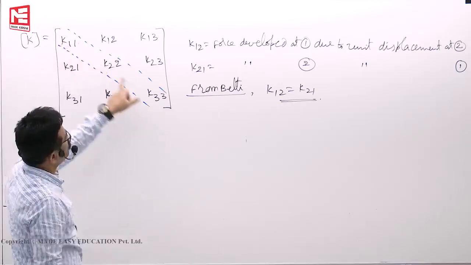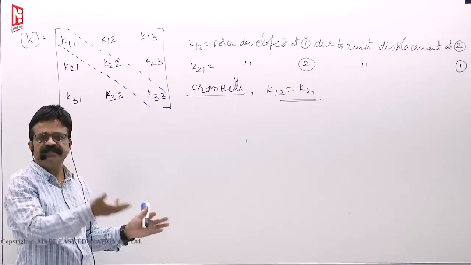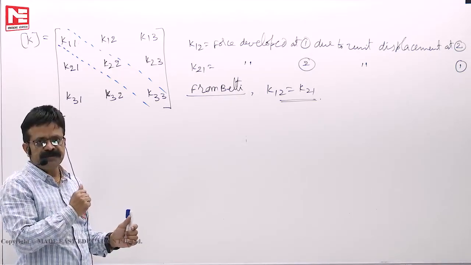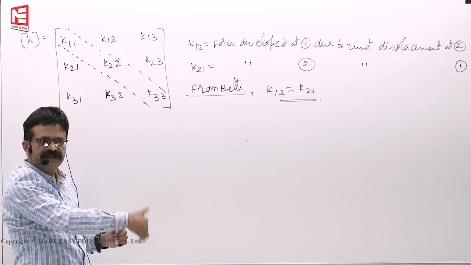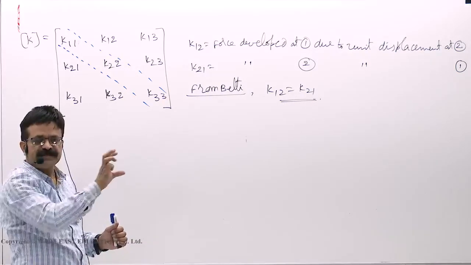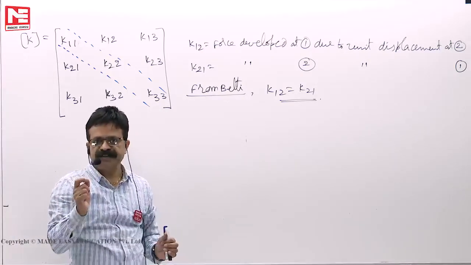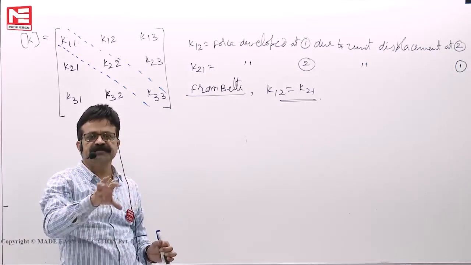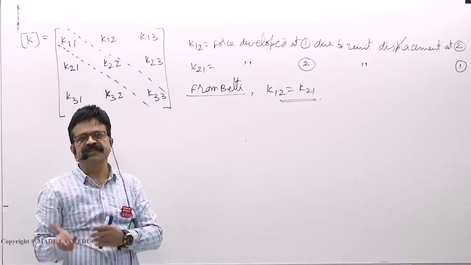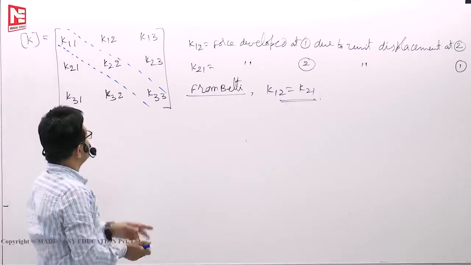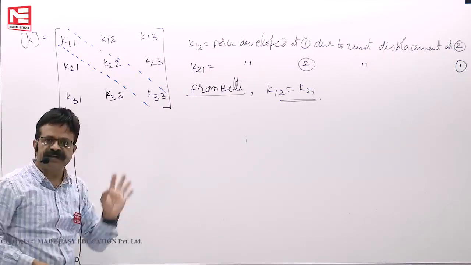That means if a load and displacement are in the same direction, then that quantity is positive. But in case you push it up at some other point and it goes down, then that displacement you take as negative. If force and displacements are in the same direction, you will take that quantity as positive. If they act opposite to each other, we take them as negative. That's why these diagonal elements are always non-zero positive quantities only.